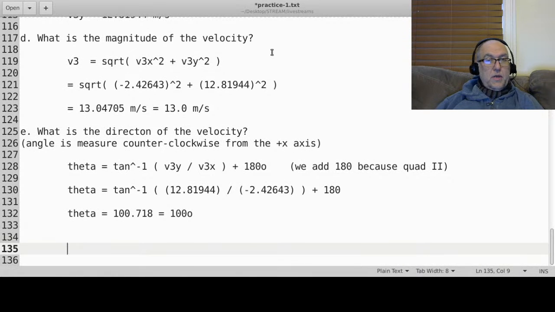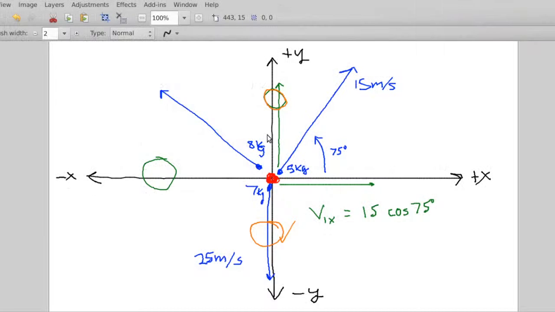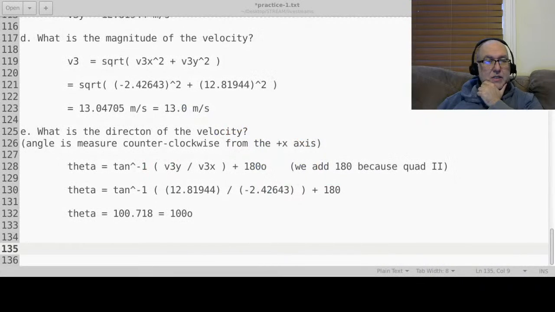So back to the diagram here. Again, I exaggerated here, but if I were to actually measure this angle in here, it would turn out to be 100 degrees. So last time it was 113, now it's only 100. And that kind of makes sense, because you've got more of this compensating velocity from the 15, so this angle could be closer to the y-axis.